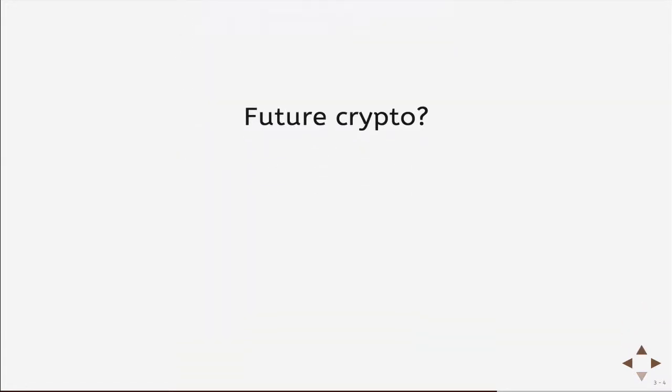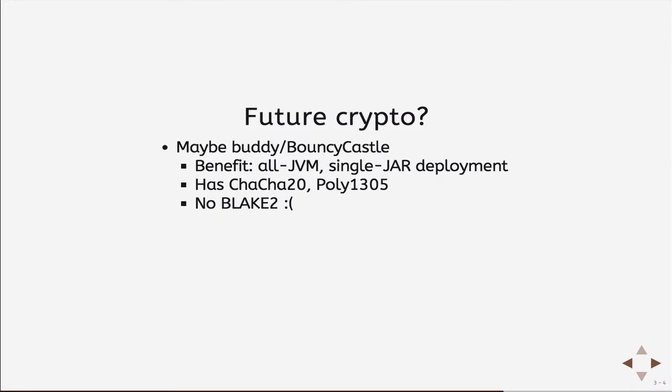Future crypto options, for example, could be Buddy, which is a Clojure binding around Bouncy Castle. The obvious benefit would be that it would be all JVM. You could just get a single jar. Whereas right now, because we're depending on libsodium, you have to have a shared object lying around. That shared object is not yet packaged for Ubuntu, or at least a sufficiently recent version is not packaged. As a consequence, it's kind of tricky to install.